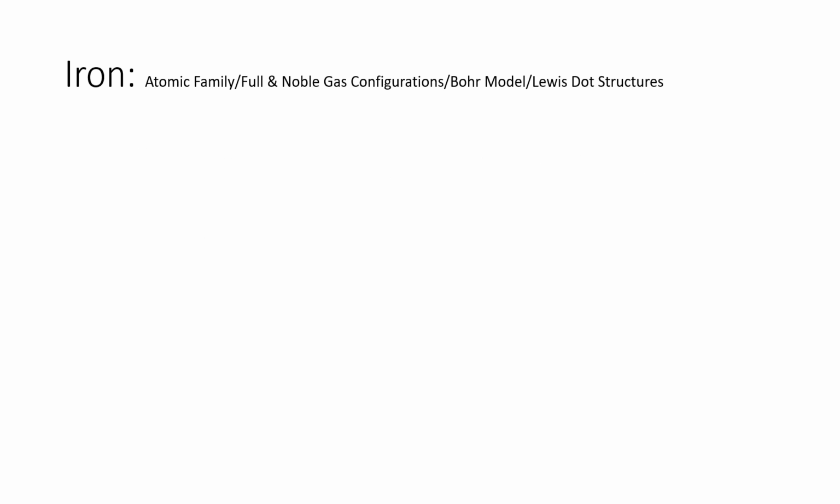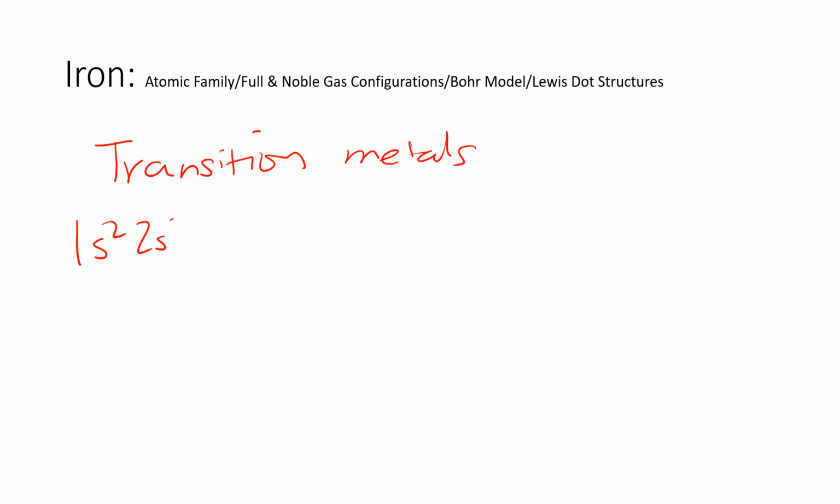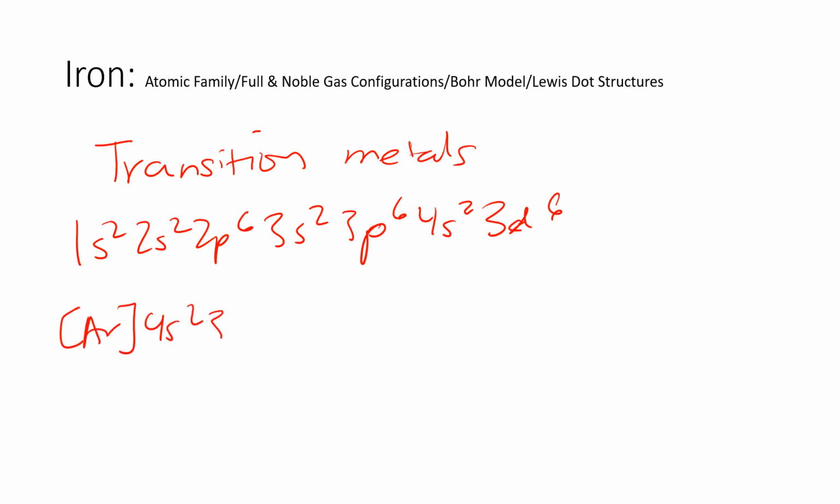Iron: atomic family, full and noble gas configuration, Bohr model, Lewis dot structures, and whatnot. So the atomic family for iron is transition metals. The full configuration: 1s2, 2s2, 2p6, 3s2, 3p6, 4s2, 3d6. Noble gas configuration will be argon, 4s2, 3d6.